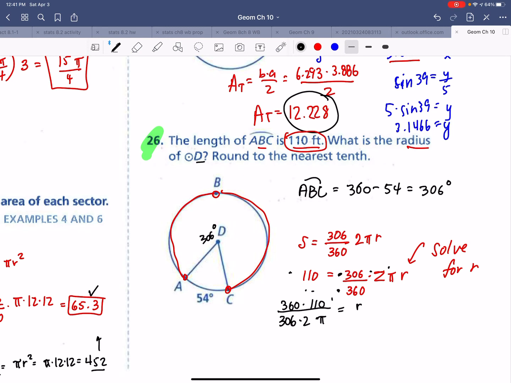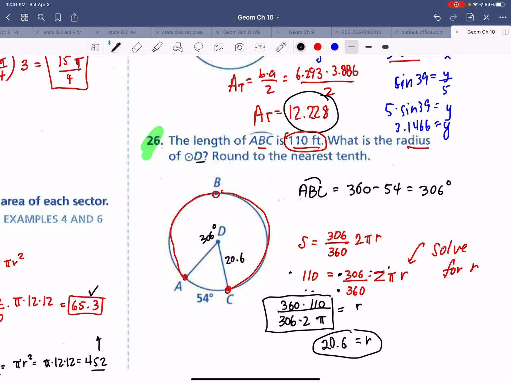So I'm going to put all this together in a calculator, and I'm going to round to the nearest tenth. So I got 360 times 110, divided by 360, divided by 2, divided by pi, equals... I get 20.6.